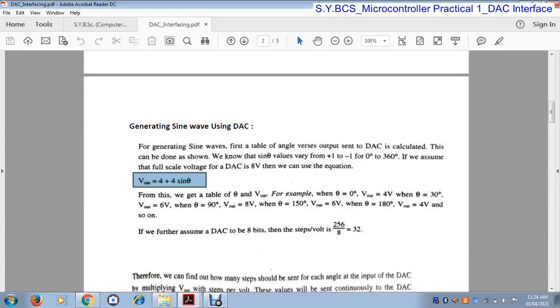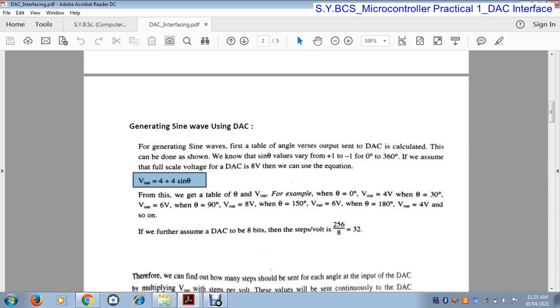We know that sine values vary from plus 1 to minus 1, for 0 degrees to 360 degrees. So for each value of theta, we can calculate the output voltage by using this formula. One example is given here.